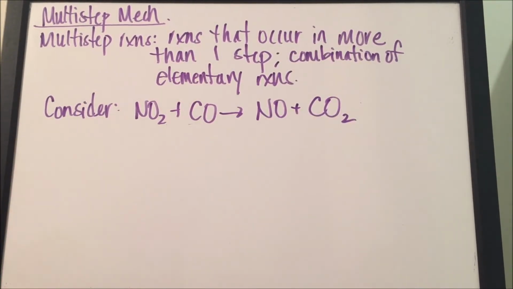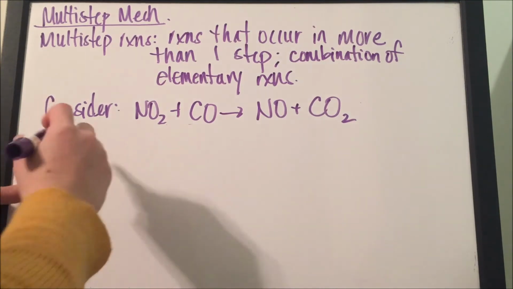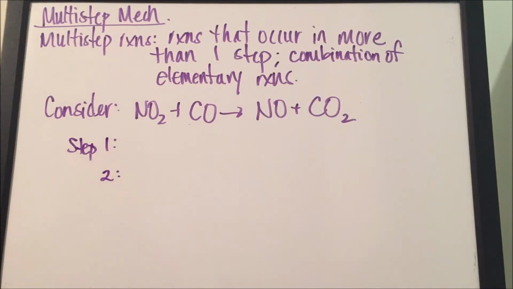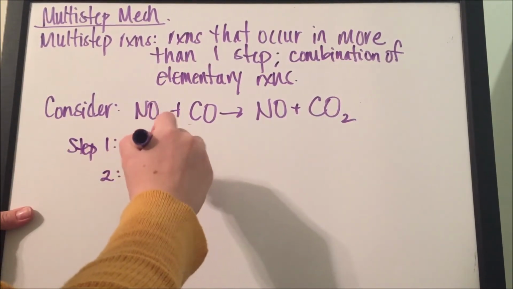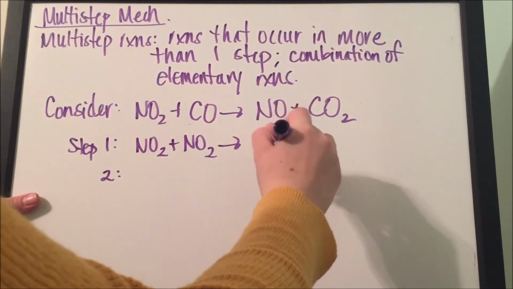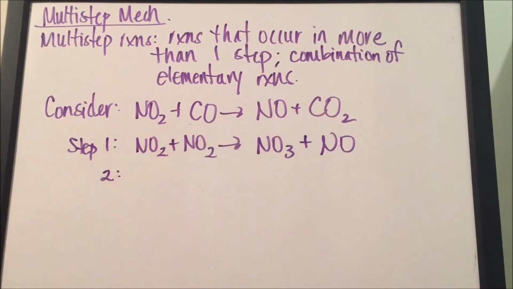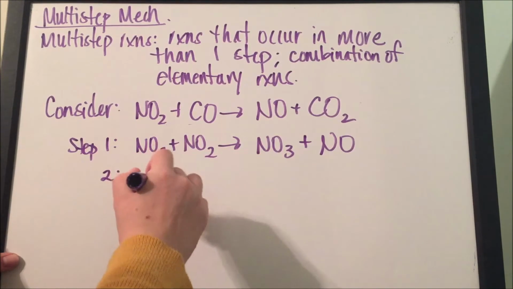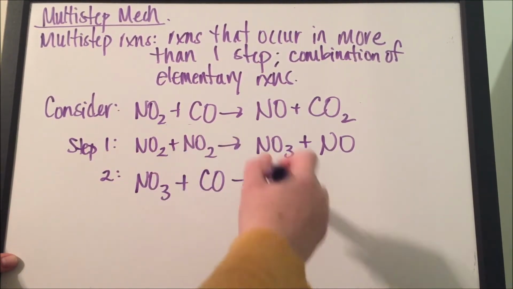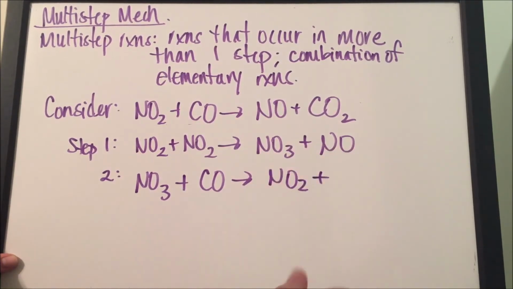Okay. If that was my reaction, just looking at it, again, no way to know if it's elementary or multi-step. But then if I told you that it proceeds via a 2-step mechanism, that first, there are 2 NO2 molecules that collide, and that forms an NO3 and an NO. And then in the second step, that NO3 reacts with a CO to produce an NO2 plus a CO2.